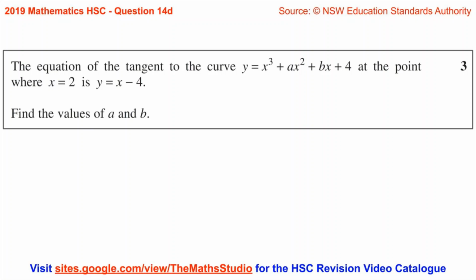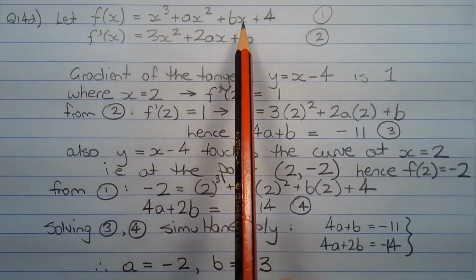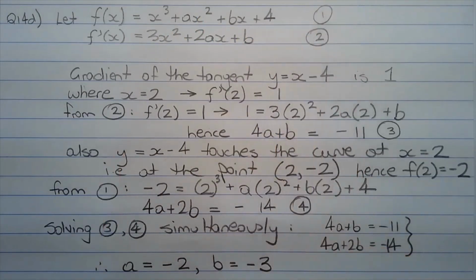Question 14d. The equation of the tangent to the curve y equals x cubed plus ax squared plus bx plus 4 at the point where x equals 2 is y equals x minus 4. Find the values of a and b. Let f of x equal x cubed plus ax squared plus bx plus 4. We'll call this equation number 1.